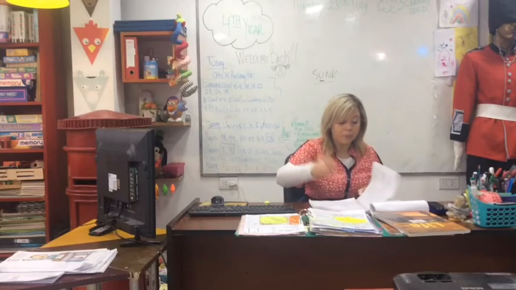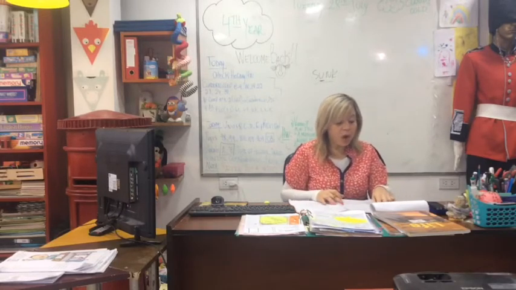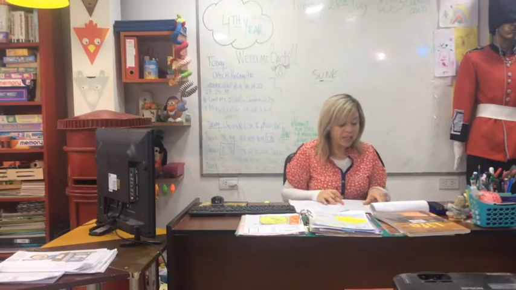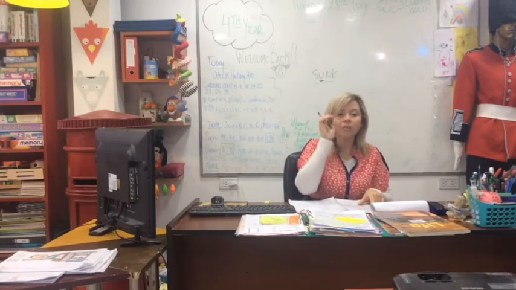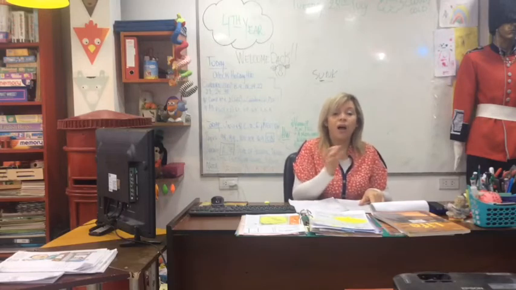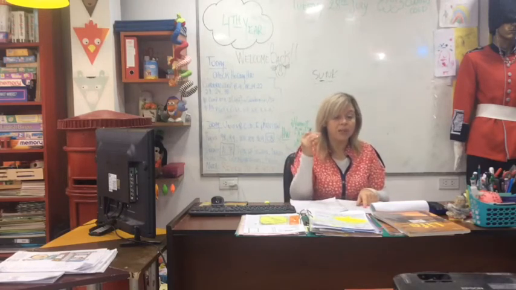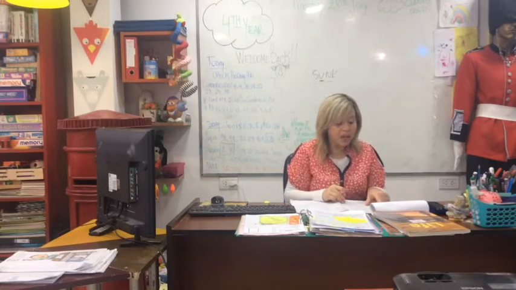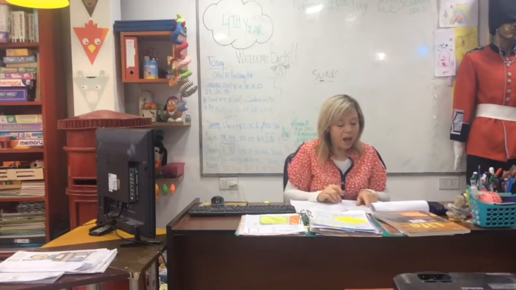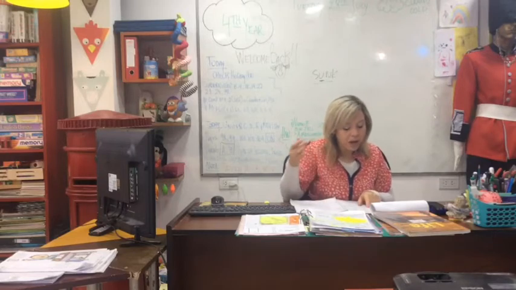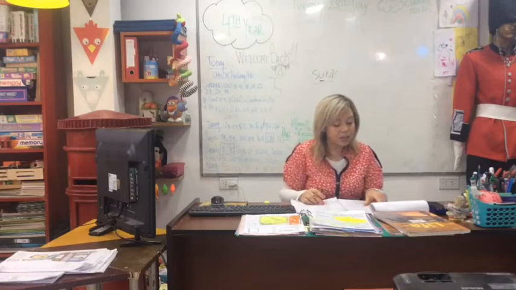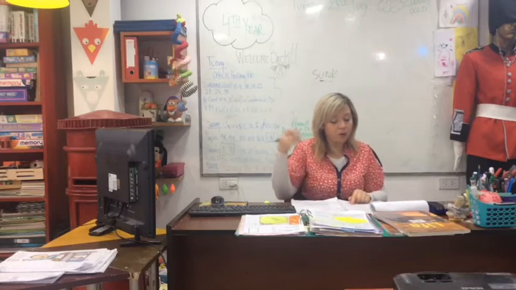Page 24. Continue. Two. How many cakes has he eaten? He has eaten. This is a very good practice for present perfect. He has eaten five cakes. How long has he eaten? Has he been eating? Present perfect and present perfect continuous. He has been eating. How long has he been eating? He has been eating, okay, 10 minutes.